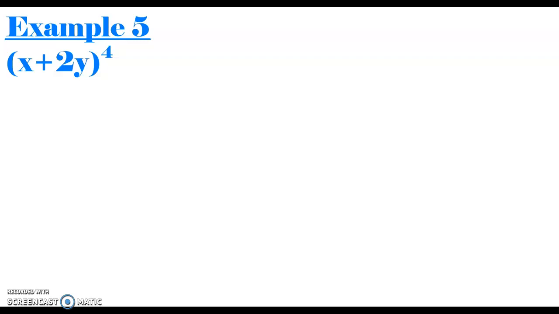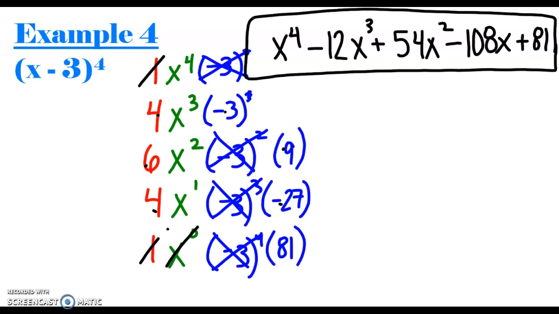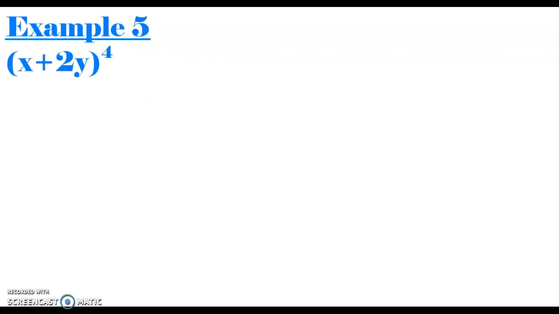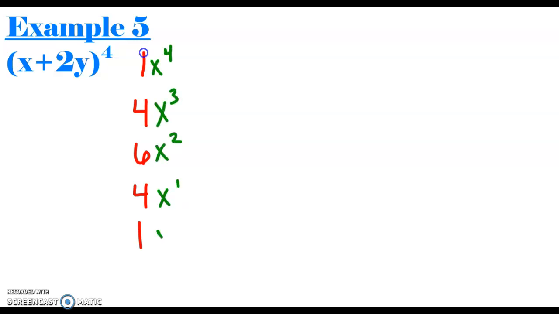Example 5, and this is one where you'll see I really like the vertical method. So power of 4, just like last time, was 1, 4, 6, 4, 1. The first term is x. I go x to the 4th, x to the third, x squared, x to the 1, x to the none. So x to the 0 is 1, we don't need that. We typically don't write power of 1. We can get rid of our multiply by 1s if we want to after we write them.